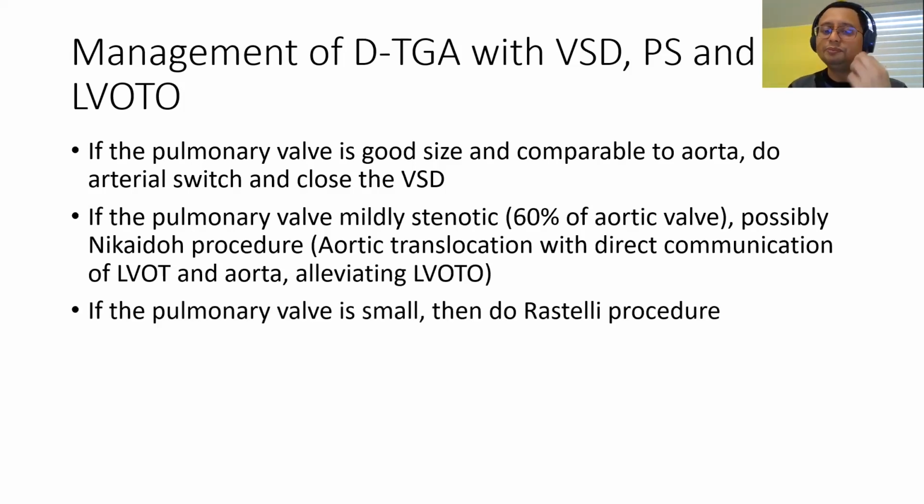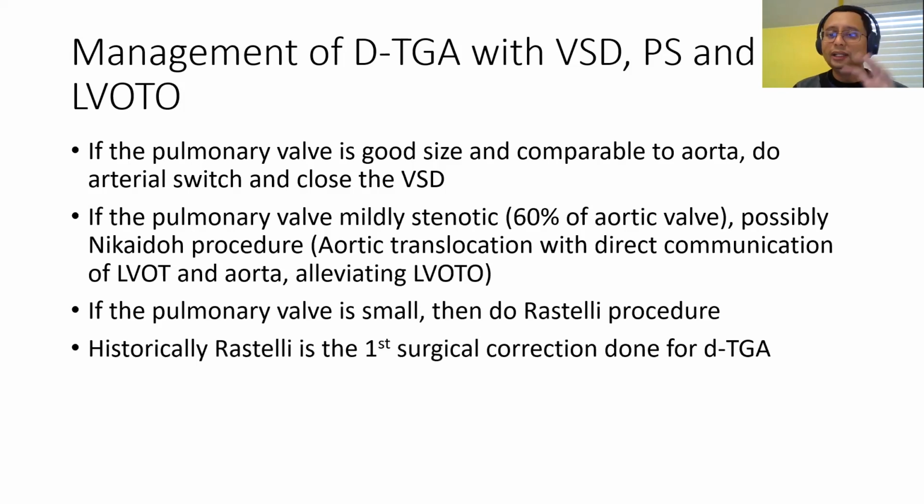If the pulmonary valve is small, we do a Rastelli. What is Rastelli? Rastelli is when you baffle the left ventricle to the aorta through the VSD and you put an RV to pulmonary artery conduit. Historically, Rastelli is the first surgical correction done for DTGA.